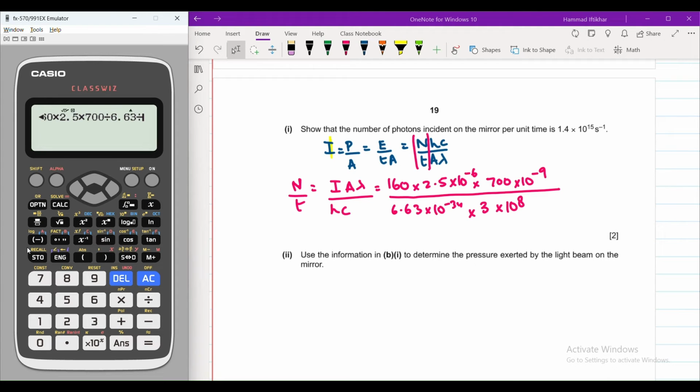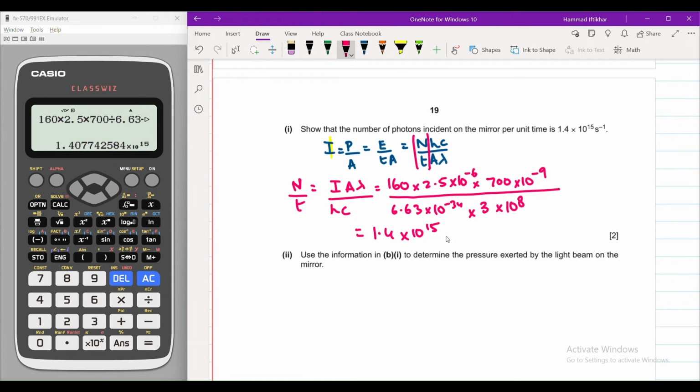times 700 divided by 6.63 divided by 3, now times 10 raised to the power of minus 6 minus 9 plus 34 minus 8. So we get 1.4, 1, and 10 raised to the power 15 per second.